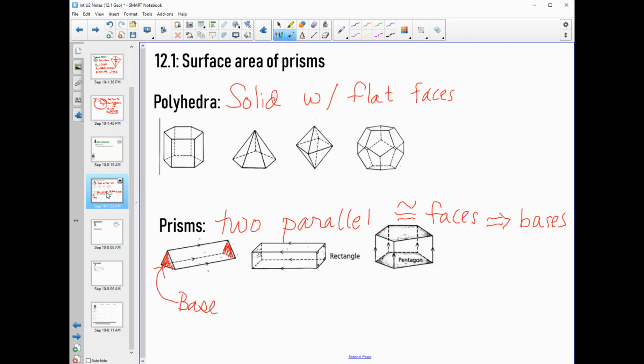With the rectangular prism, this could be the base, this bottom, or the two sides could be the bases because they're all parallel and congruent. For the pentagonal prism, this pentagon is the base because it's congruent and parallel to this one. As you can see, all of the other faces are what shape? They are rectangles in all of the cases.